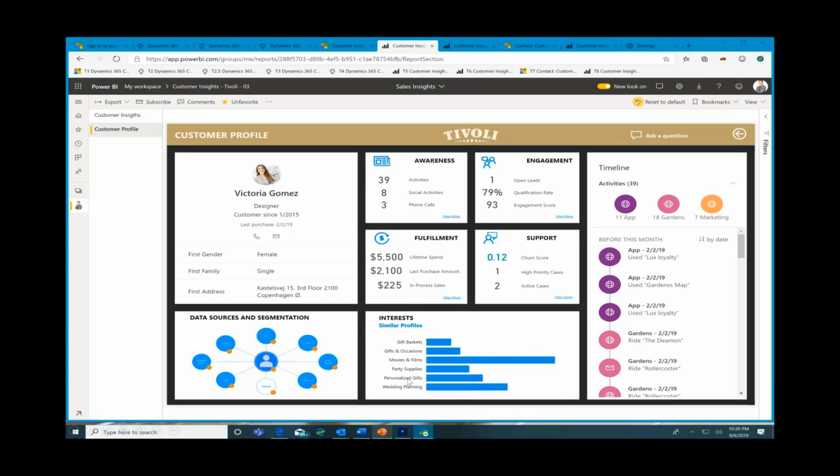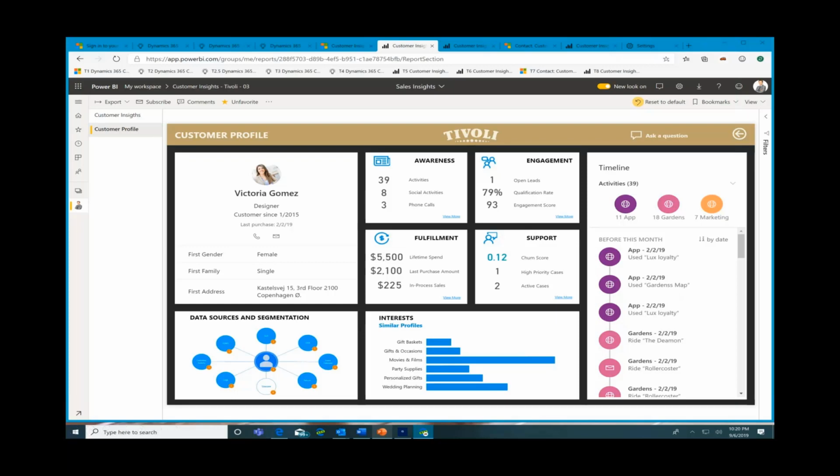Gift baskets, gifts and occasions, personalized gifts, wedding planning. Look at the activities. She used the loyalty app a couple of times. She used the Gardens map. So all this information about this customer is there.